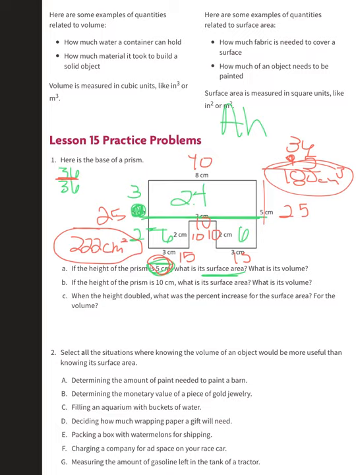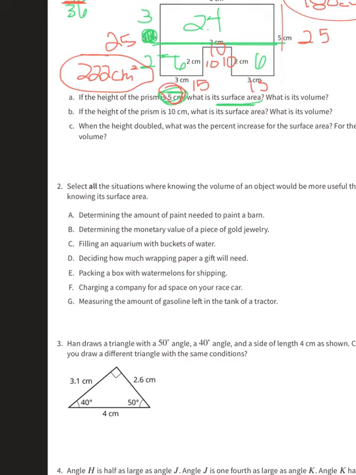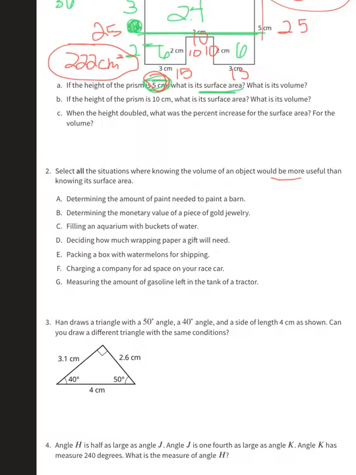Okay, let's look at number 2. We're going to skip B and C on 1. We'll move to 2. So it says select all the situations where knowing the volume of the object would be more useful than the surface area. So letter A, determining the amount of paint needed to paint a barn. If we're painting a barn, we're covering it. So that would be surface area. So that is not volume.